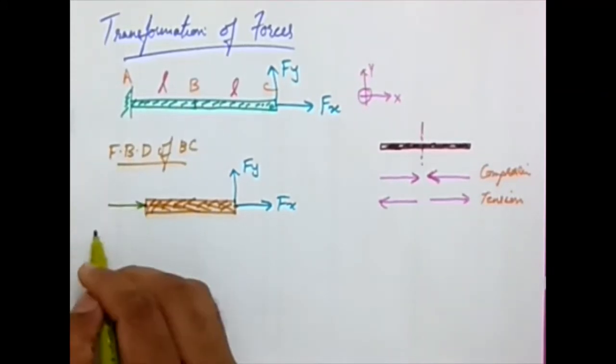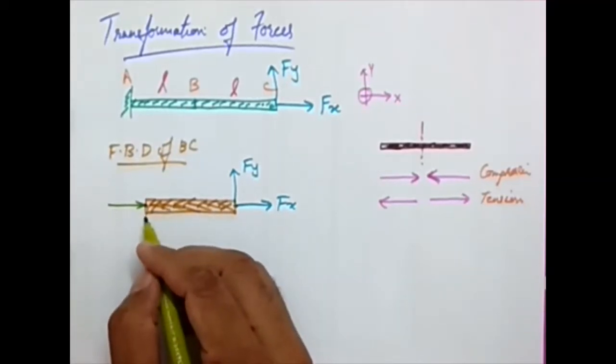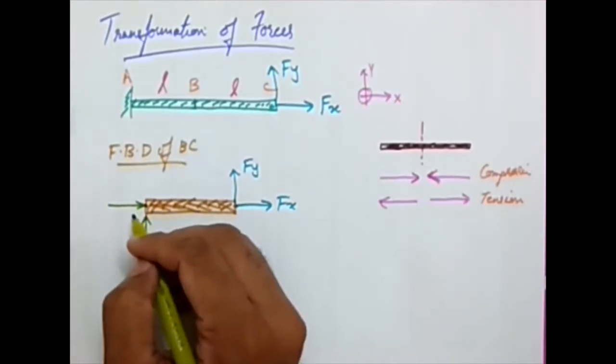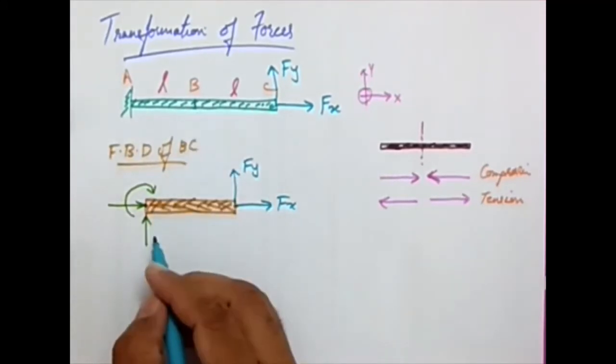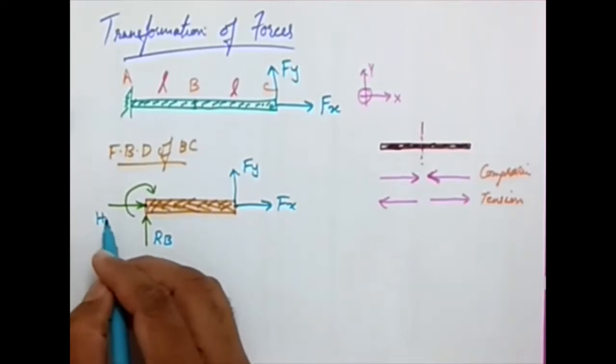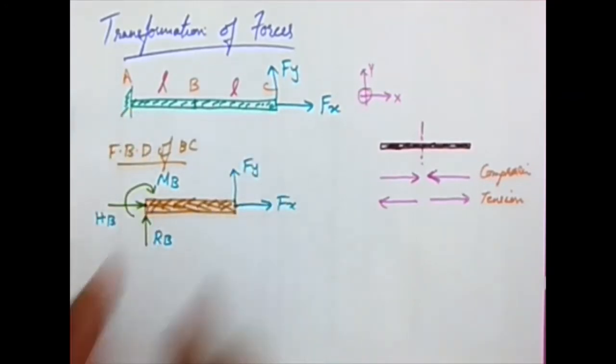One is a horizontal reaction. We will get a vertical reaction, and we will get a moment. When we cut a beam or a frame member, these are the forces we are going to get. I'm giving some names here also. Let this point be B, so let these be RB, HB, and MB. Now we know that this system is in equilibrium, so this part is in equilibrium. So I'm going to apply the different equations of equilibrium for this particular beam.